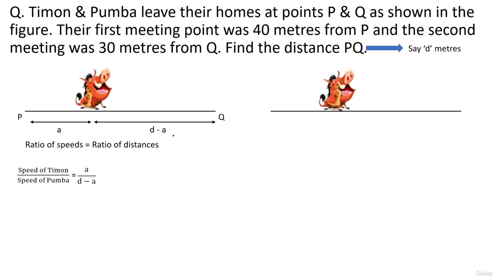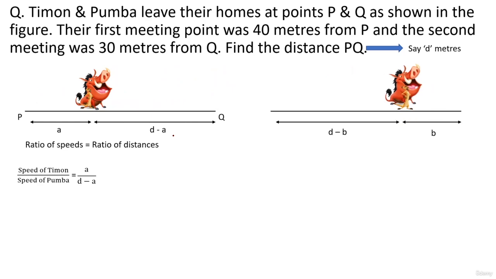Now let's understand what happens when they meet. When they meet, what will both do? They continue and they again meet each other, right? Same thing happens. They continue, they again meet. This is what happens after they meet for the first time. Now let's understand how Timon has moved from the very beginning. Before that, the meeting point this time is B units from the right end, from Q, right? So this distance comes out to be D minus B.